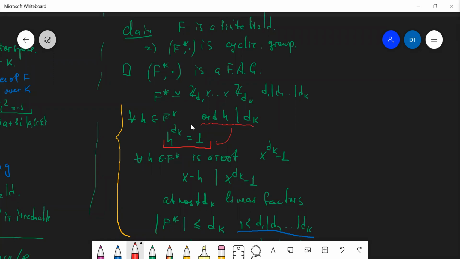Is it clear now? Especially this part is not clear. Why do you multiply something by d_k?